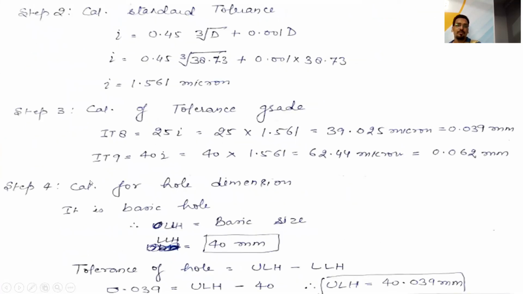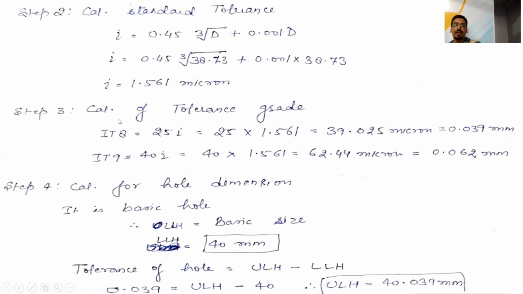Now the next step, we have to calculate standard tolerance I, the value of I, because D हमने calculate कर लिया है. I is equals to 0.45 cube root of D plus 0.001 D. I is equals to, from putting the value of D, I is equals to 1.561 micron. D will be in mm and we will get the value in micron because this is the empirical formula.